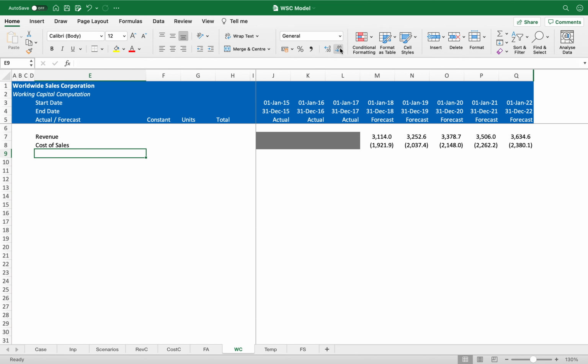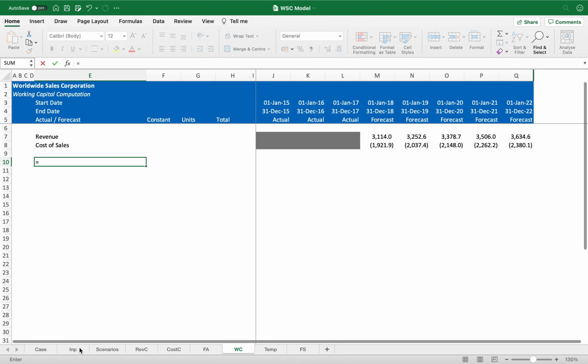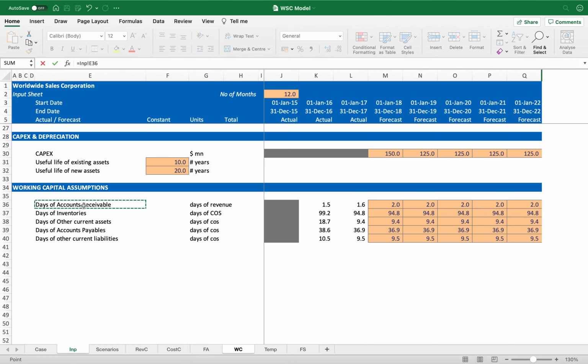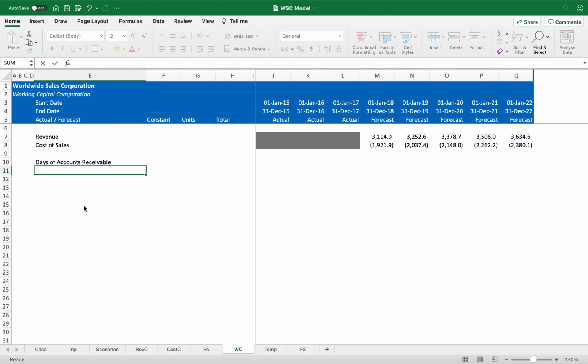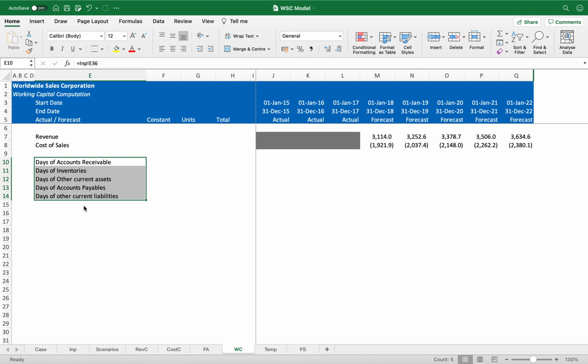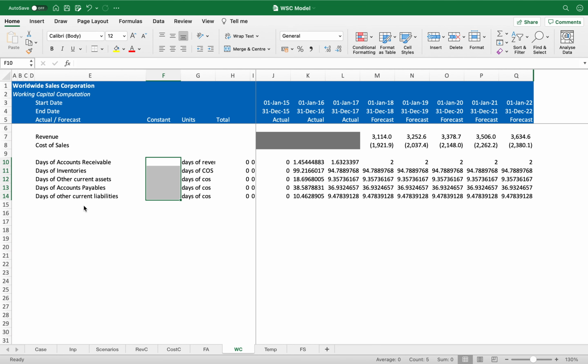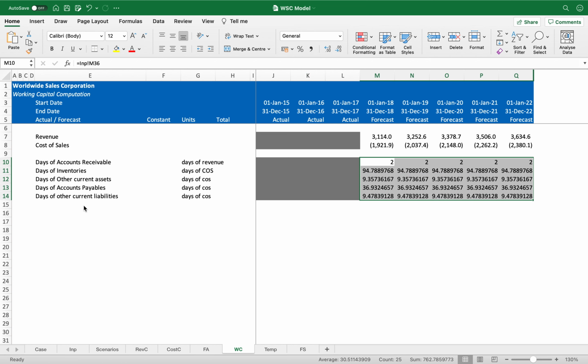Okay, now after you link this, bring in all the assumptions that we have framed for working capital and working capital components from the input sheet. Get all these assumptions from the input sheet. Link it across, and check the formattings.